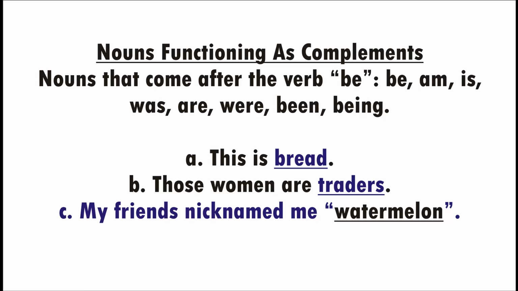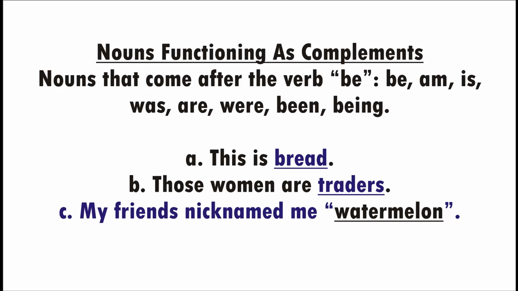Example B. Those women are traders. Here, traders is a noun that functions as complement because it's coming after the verb are, the state of being. Now, example C. My friends nicknamed me Watermelon. You will realize that this particular example is different from the first 2 examples. Here, there is no verb that expresses state of being. Instead, the complement comes after the object me. Therefore, the complement in example C is called object complement because it describes the object me.